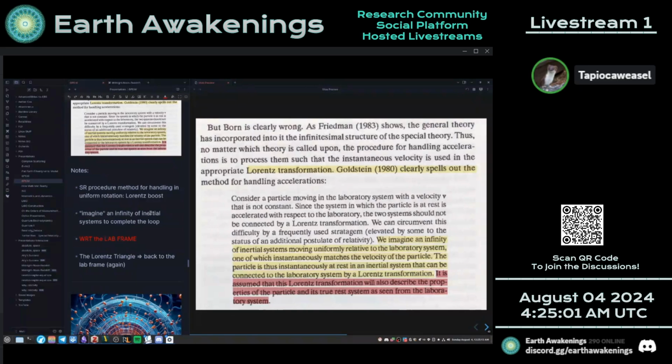Are you saying that Lorentz transformations or special relativity do not apply if you're in an accelerating frame? So the argument that was made, and especially when I talk to people about it now, is they'll say, well, the device is rotating and rotation is an acceleration, and special relativity doesn't apply to accelerations. It only applies to uniform motion.